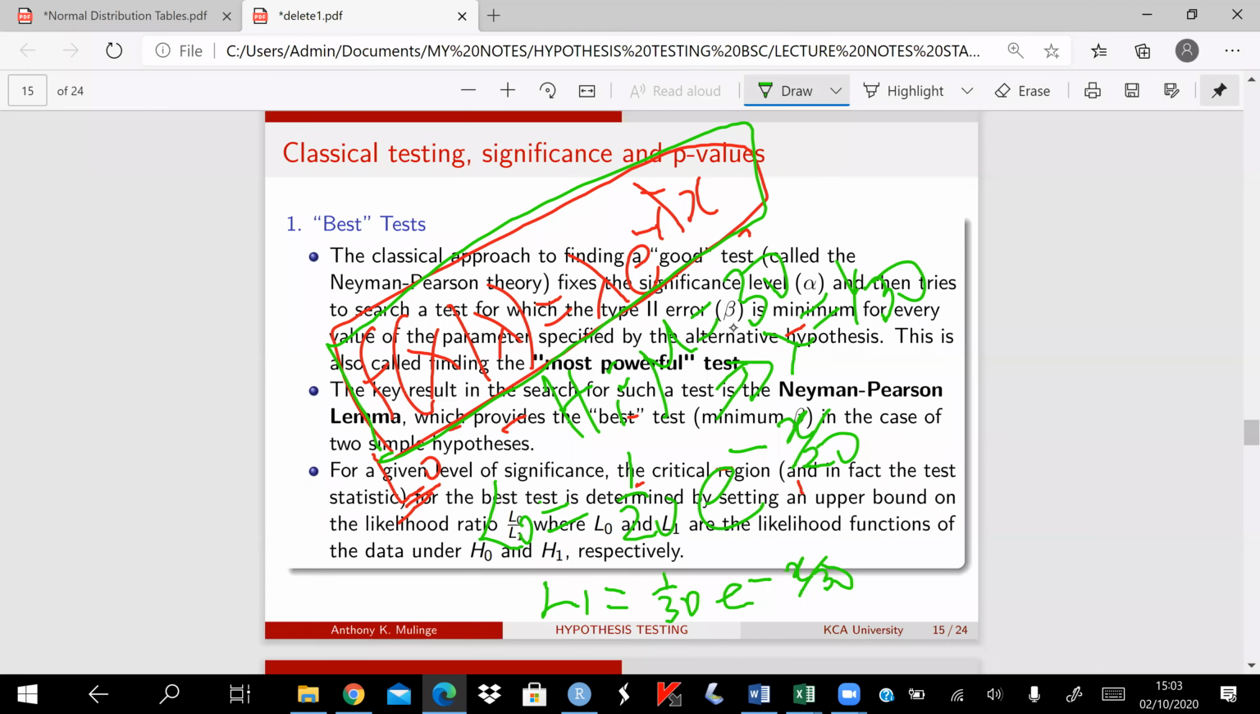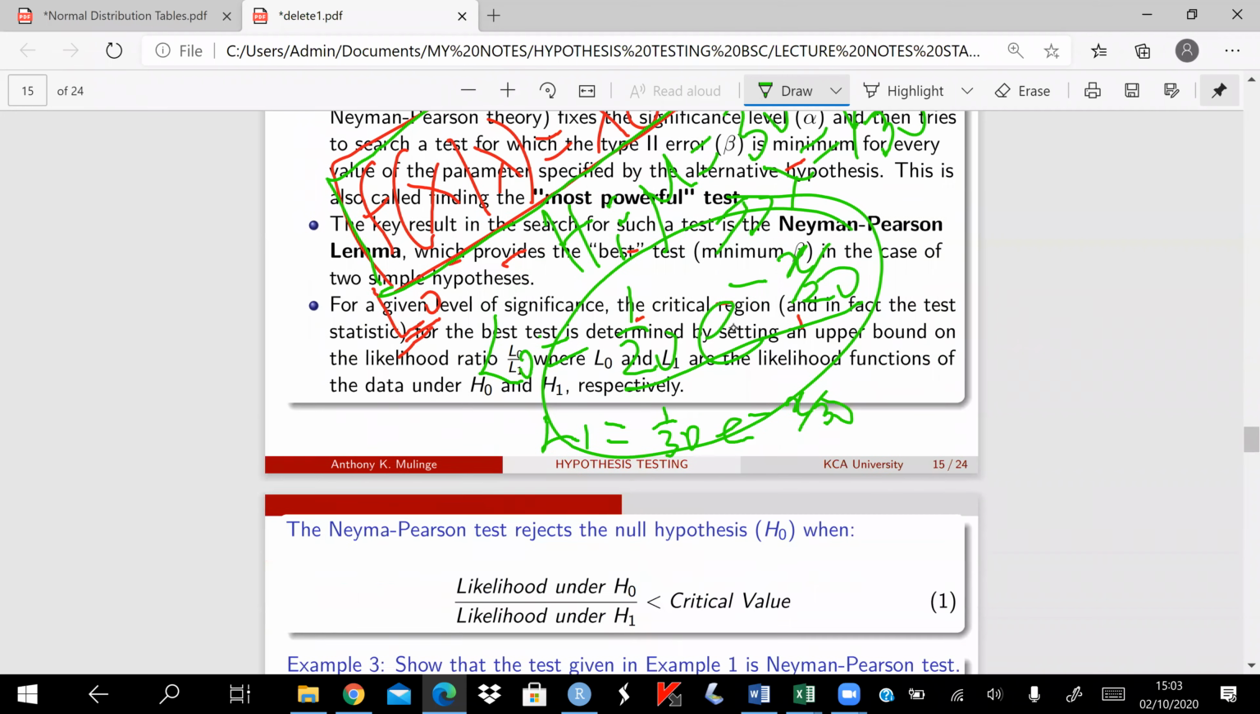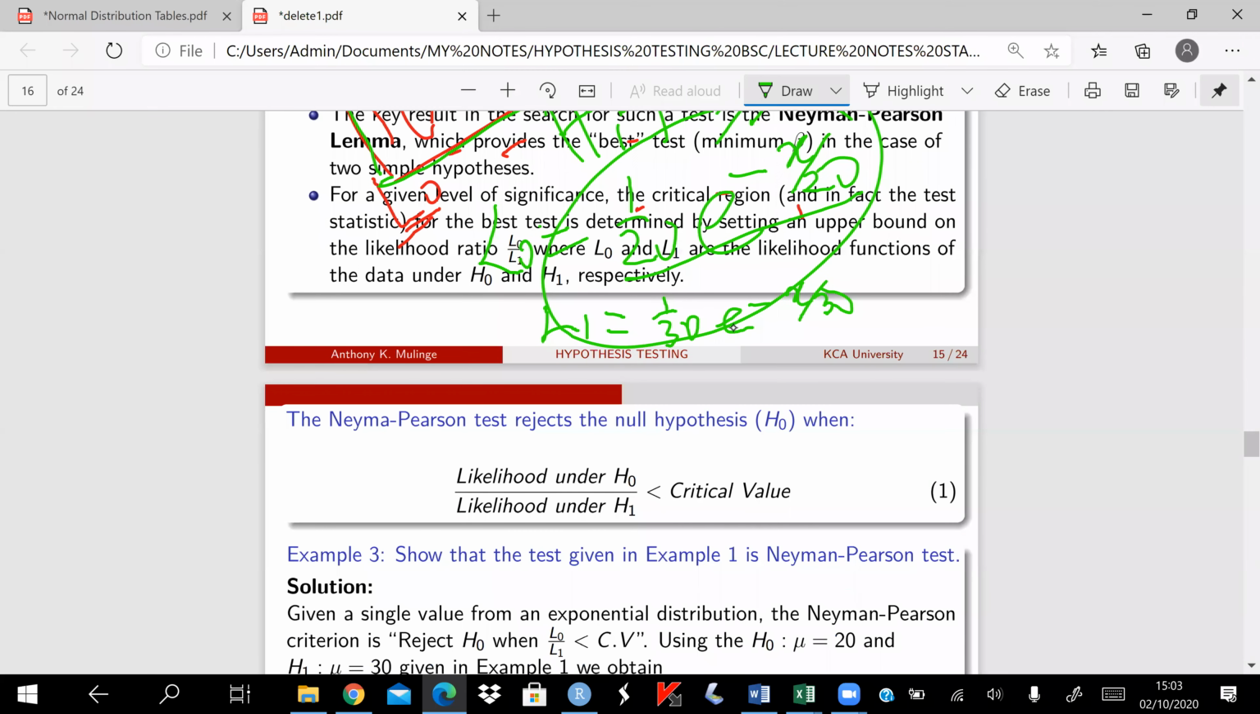So when we talk about the likelihood ratio, we just divide this number by this number. We divide those two to get the likelihood ratio. So we reject the null hypothesis if that ratio does not exceed some critical value, which will be determined, of course, by the level of significance which has already been set in advance. Okay, so this is the illustration of what we have just done. The Neyman-Pearson test rejects the null hypothesis.